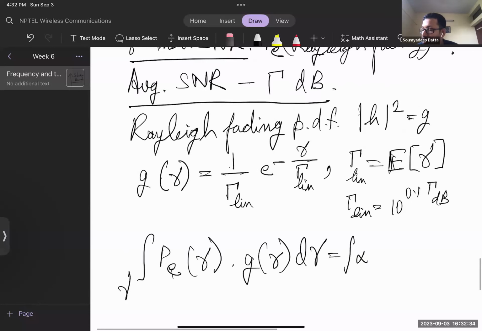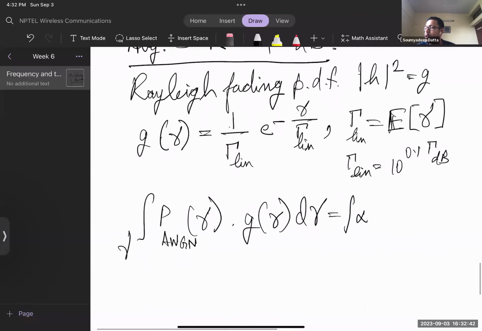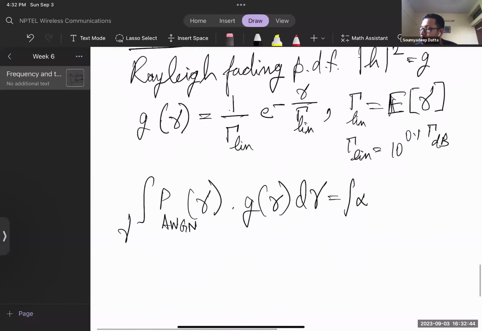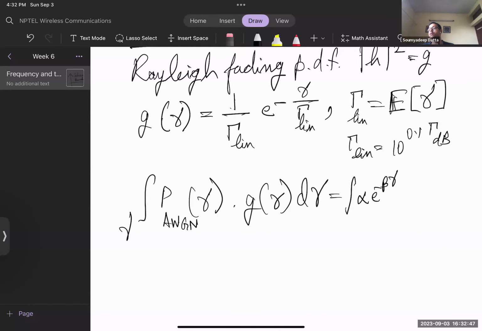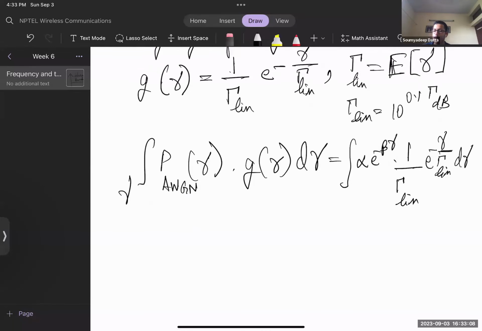We know this is the error probability with respect to AWGN. So this is this quantity alpha e to the power minus beta gamma, and then this is subject to Rayleigh fading. So there is fluctuation in SNR, and that fluctuation depends on this function. So the PDF of received SNR is this. And so you compute this expectation and you will get the final probability of error for a Rayleigh channel.